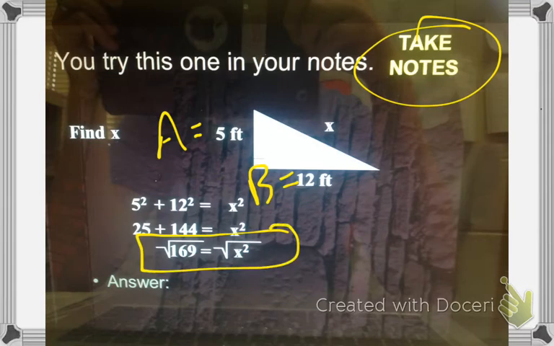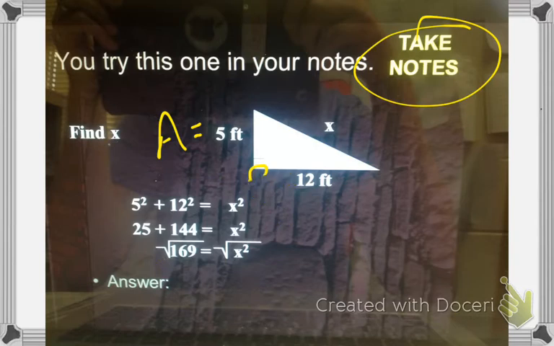I squared A, I squared B. I said 25 plus 144 equals 169. And then I said, well, I need to find x by itself, so I have to take the square root. And if I do it to one side, I have to do it to the other. All you have to do is finish what I started and find the answer.